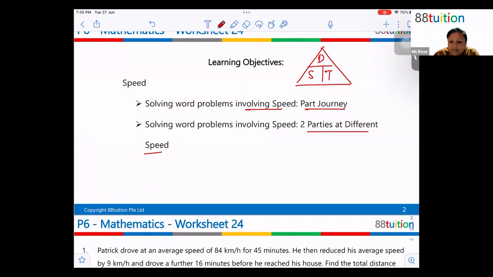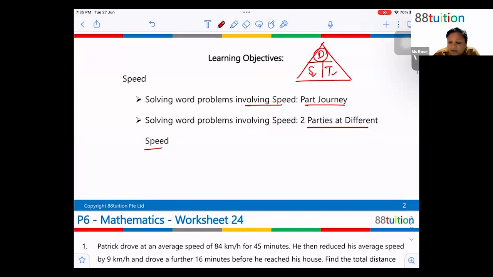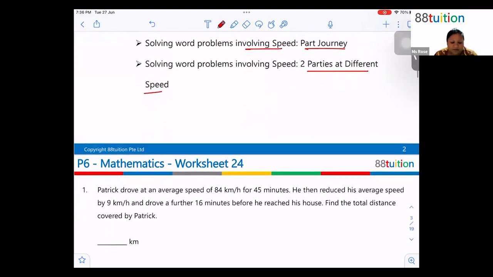Now, again, just a quick recap, the formula: to find distance will be equal to speed times time. To find speed will be distance divided by time, and to find time will be distance divided by speed. Okay, so that's a recap.